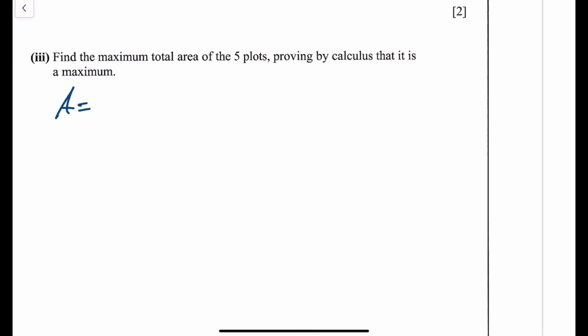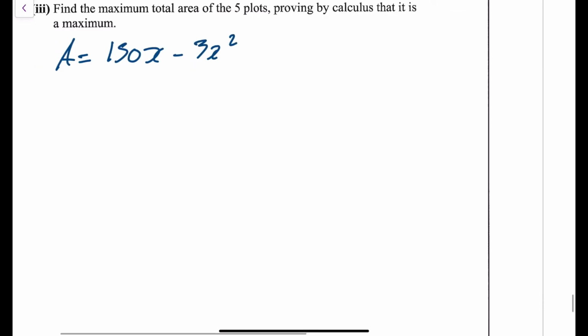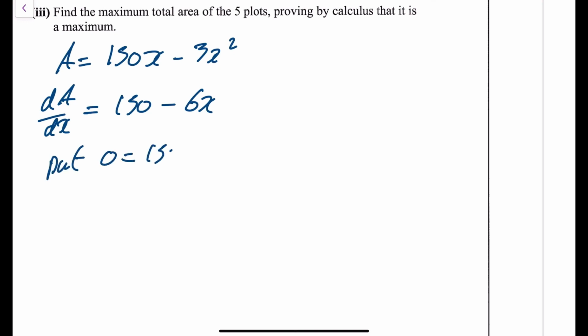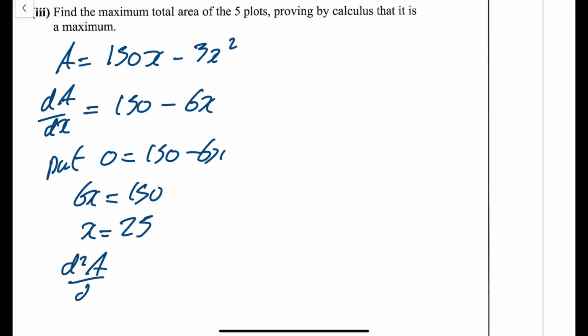And the last part of the question, last part of the exam, find the maximum total area. So your area was equal to 150x minus 3x squared, and we want to find this maximum. So you've got to do your dA by dx, which would give you 150 minus 6x. You want to then put 0 equal to that, which means 6x equals 150. Wee bit of working out, which means x is 25.